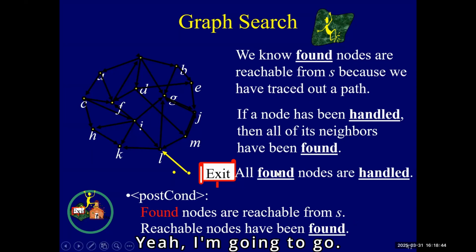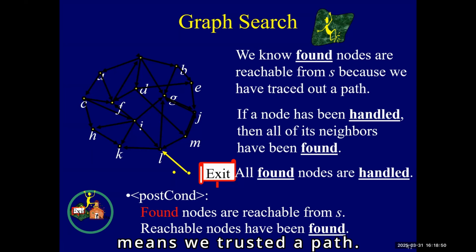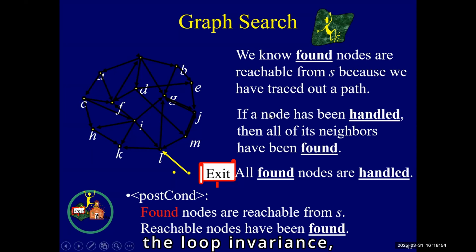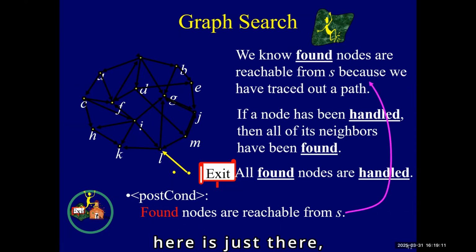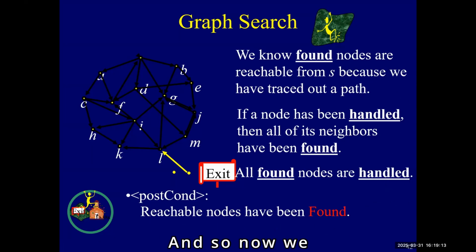You're adding meaning to that, right? We found them, that means we trusted a path. Well, I'm just using the loop invariant, right? And the loop invariant right there says if you found it, then there's a path to it, right? So this first statement trivially follows from the loop invariant, right? So this one here is just there, right? And so now we have to do the other.